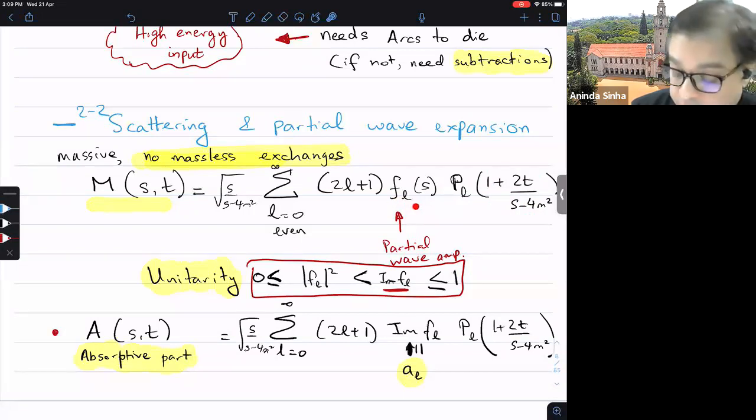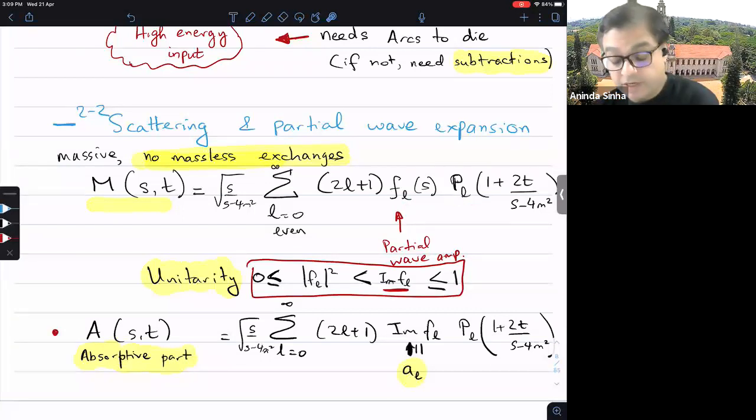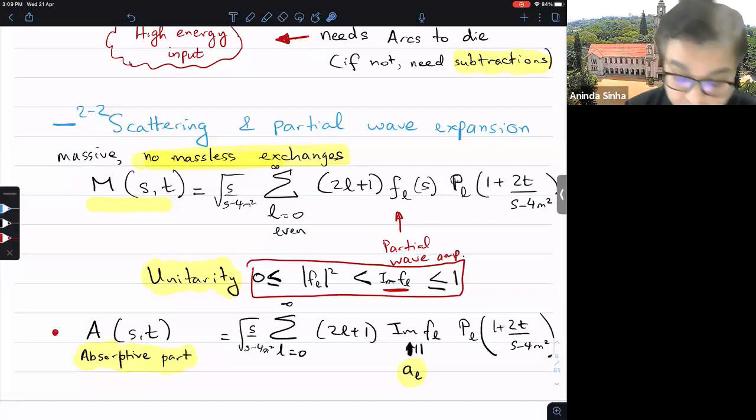F subscript L is the partial wave amplitude. And there is a generalization of this in arbitrary dimensions where PL gets replaced by the Gegenbauer polynomials. So, but just to have things concrete and in terms of things that are familiar, let's just focus on the case that is 4 dimensional. So once you have this partial wave expansion, you also know that for unitary theories, there will be partial wave unitarity bounds, which will give a restriction on these f of L's, which is given in this box.